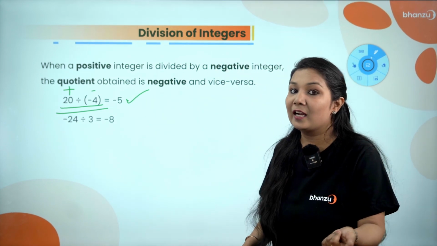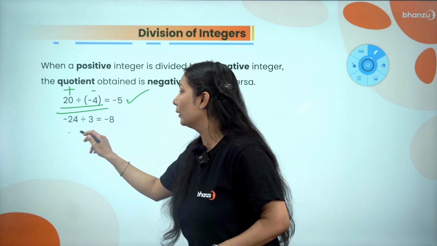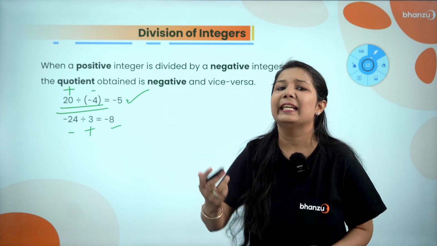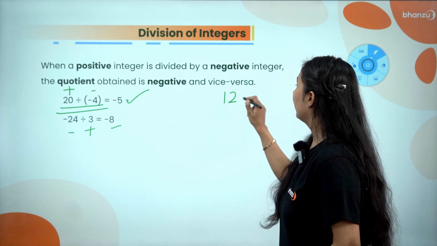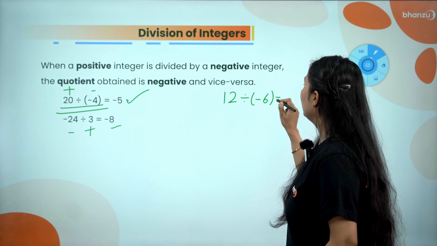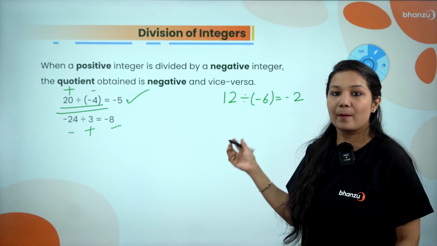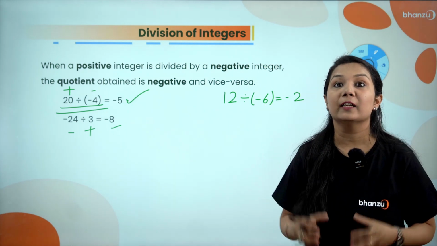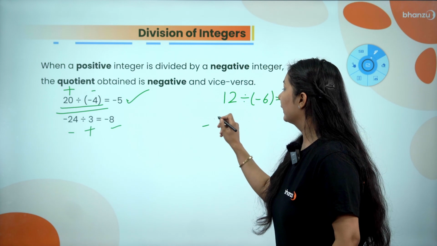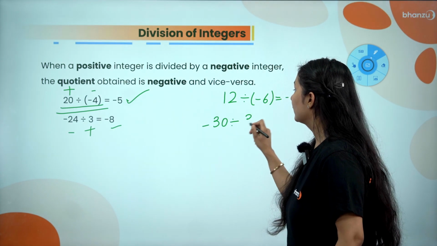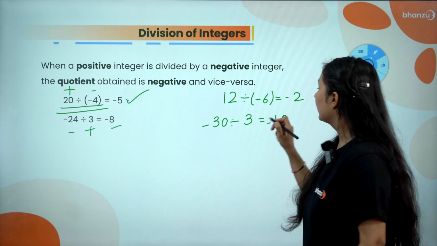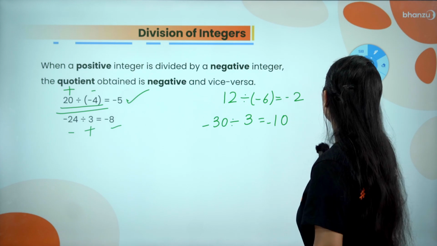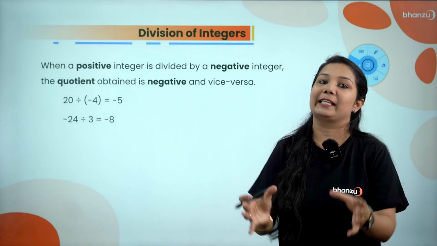Or vice versa, if the first integer is negative and the second one is positive, you will get a negative integer, right? You can take any other examples also. See, 12 divided by minus 6 would give me minus 2, right? A positive integer divided by a negative integer is going to give you a negative quotient, or a negative integer divided by a positive integer is going to give you again a negative quotient, right?